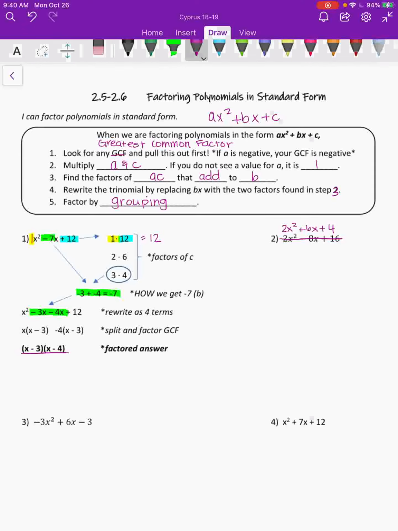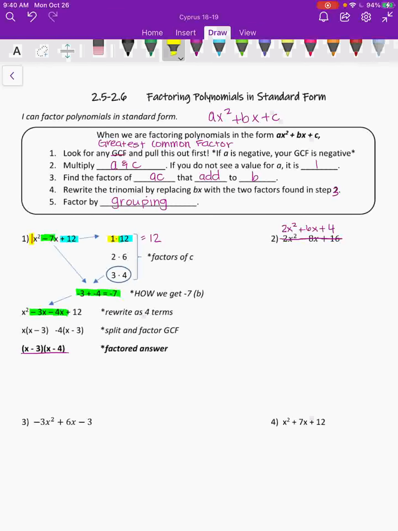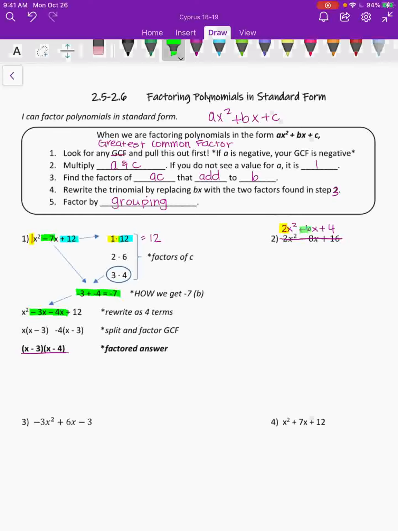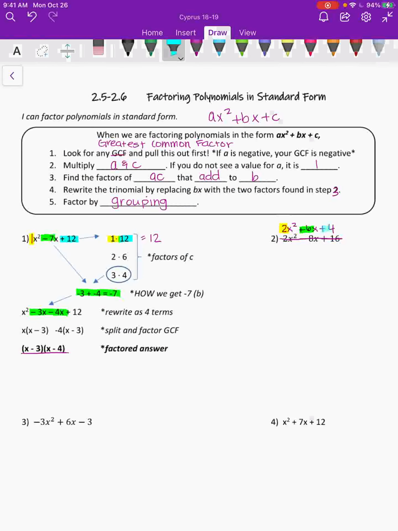So step 1, before actually I start step 1, I'm going to highlight my A, B, and C so I can see where they're going. So the number out front, A, in this problem it's 2. B is positive 6. And C is positive 4.